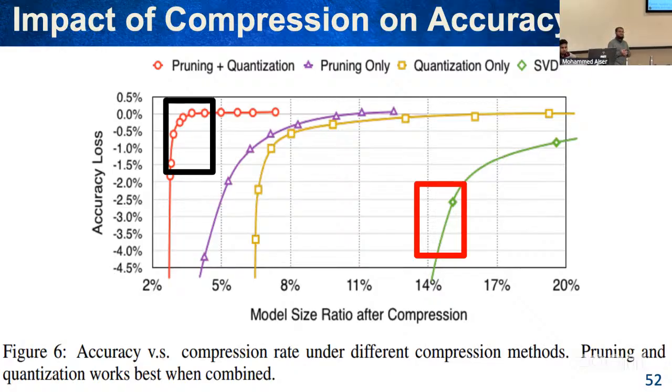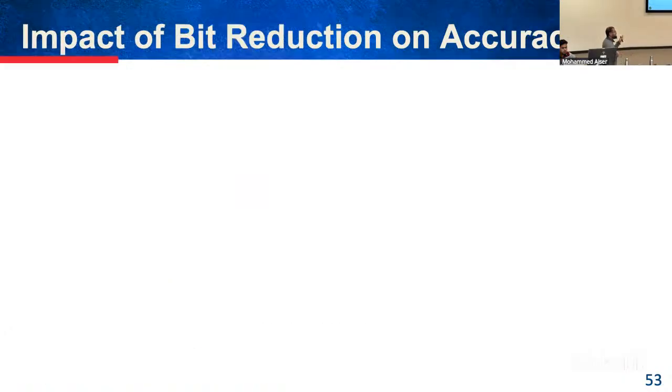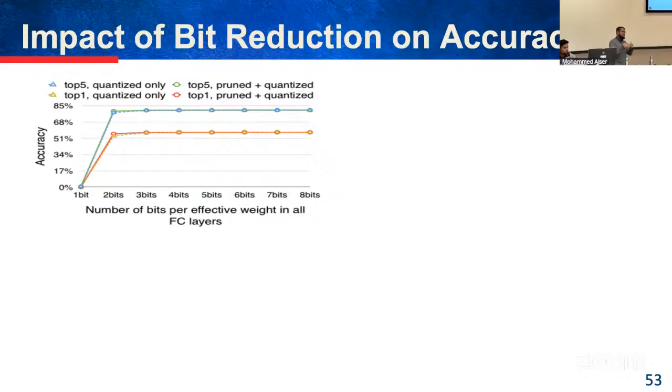4.5%. This is the worst we can say among the four compression techniques: pruning and quantization together, only pruning, only quantization, and SVD. But if you apply pruning and quantization together, then we have a better result. Even if you compress more than 3%, you can retain around the same accuracy, with a little bit of change.